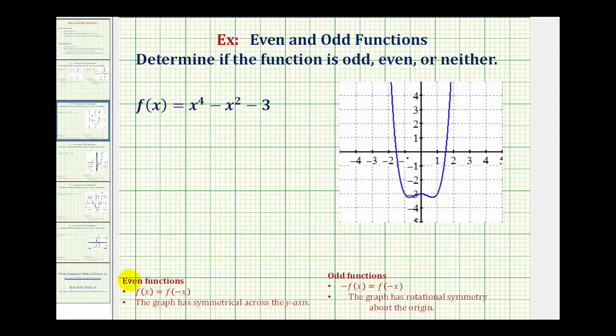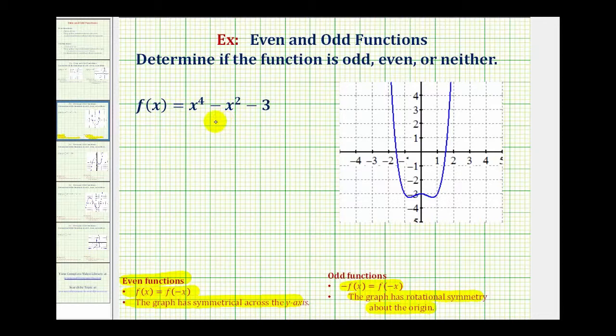To review, if a function is even, then f of x must equal f of negative x, and the graph will be symmetrical across the y-axis. If a function is odd, then negative f of x will equal f of negative x, and the graph will have rotational symmetry about the origin, which means if we rotate the graph about the origin 180 degrees, the graph will remain unchanged. When determining whether a graph is odd or even or neither, I always like to look at the graph first.